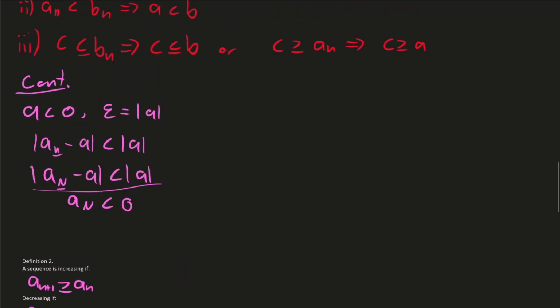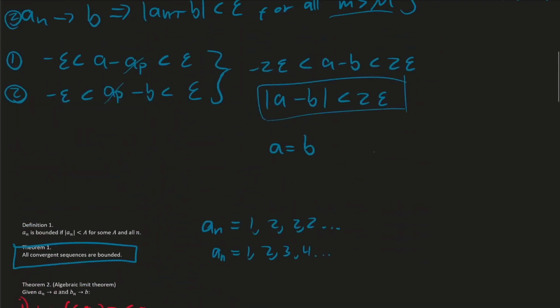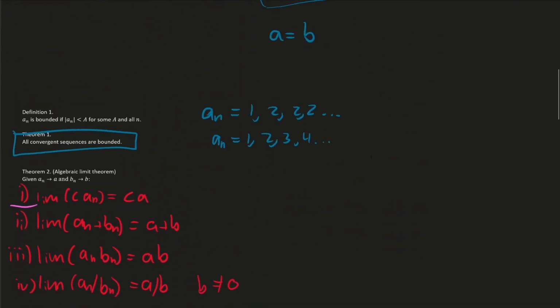and in the other one, we're going to use our, where was it? Theorem 1, that all convergent sequences are bounded.